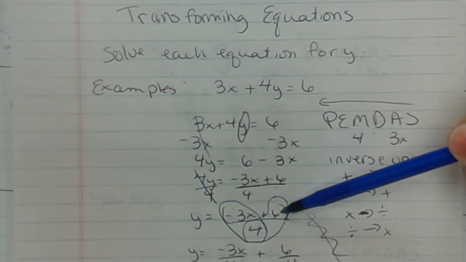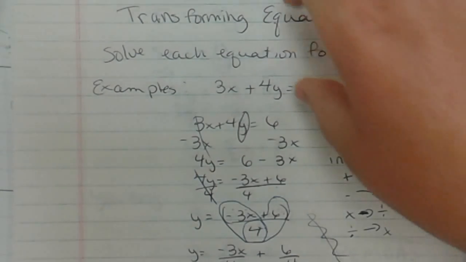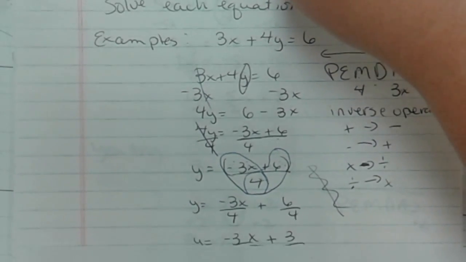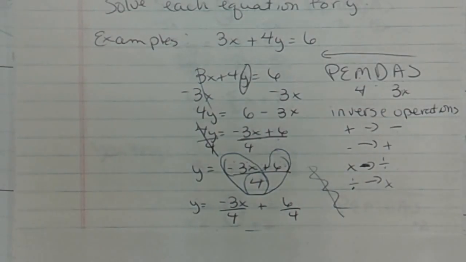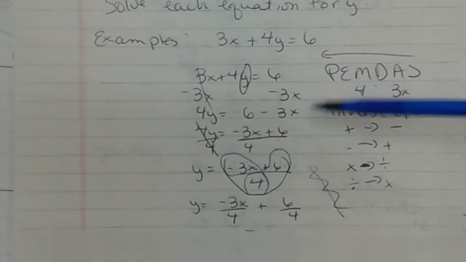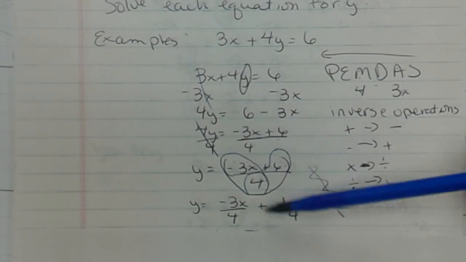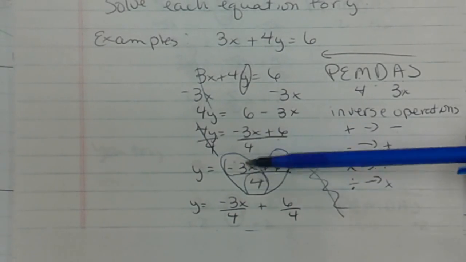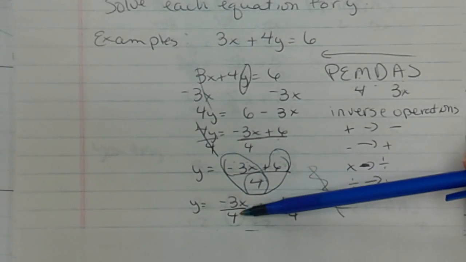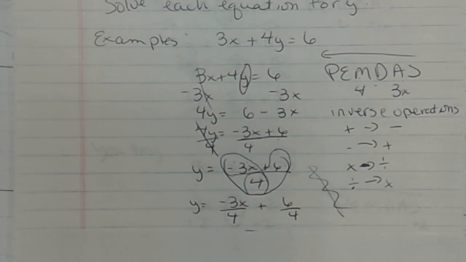Okay? So then we get down to negative 3x over 4 plus 6 over 4. Therefore, I've distributed. I now no longer have parentheses. Each term in the numerator is over the denominator. But can I simplify something still? Is there something out there that still is not simplified?